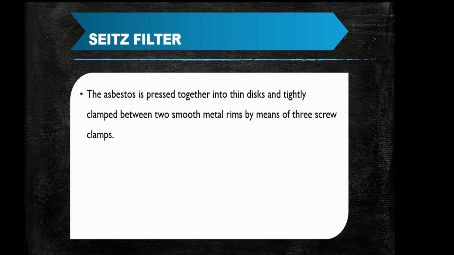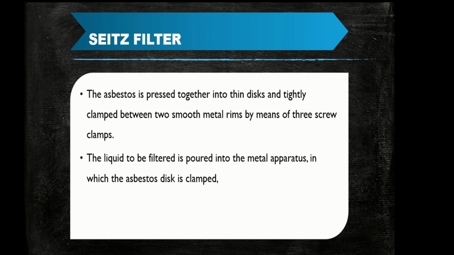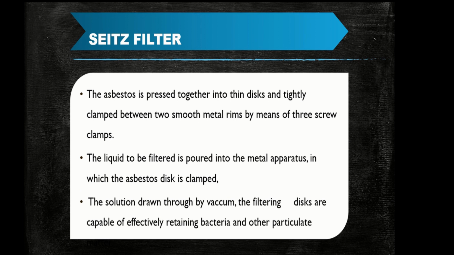The Seitz filter is asbestos which is pressed together into a thin disc and tightly clamped between two smooth metal rims by means of a 3-screw clamp. You can see in the picture how it is clamped in the metal rims. The liquid to be filtered is poured into the metal apparatus in which the asbestos disc is clamped. The solution is drawn through by a vacuum. The filtering discs are capable of effectively retaining the bacteria and other particulate matter.